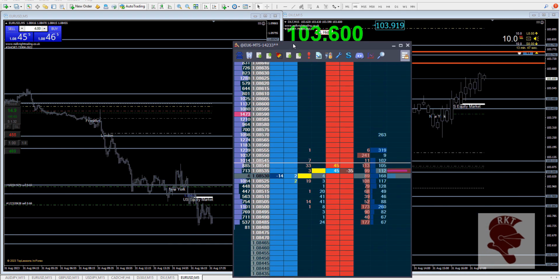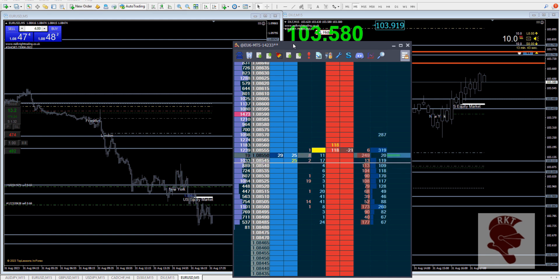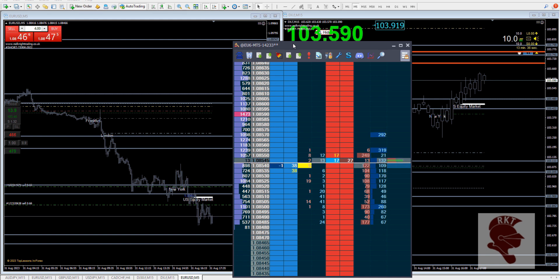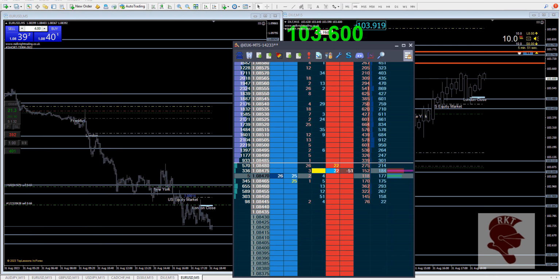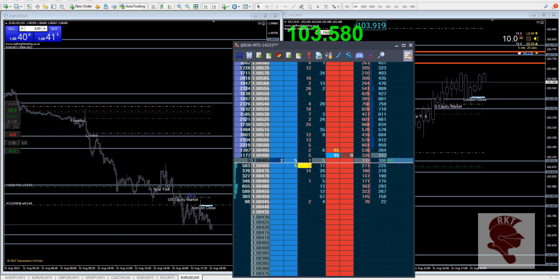It's going to test that point of control again at 15.9. Let's see. Our bid is going to get aggressive. Could well be. Right, now we've got a new extended VP created.